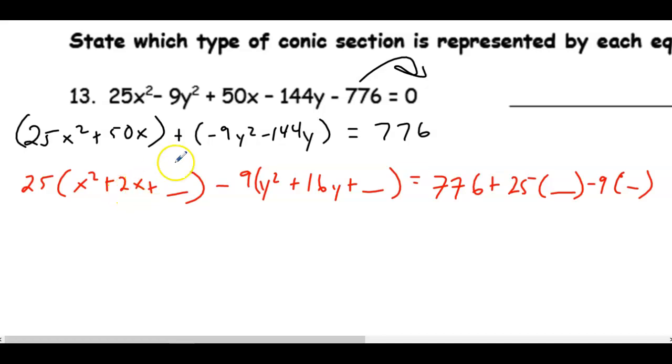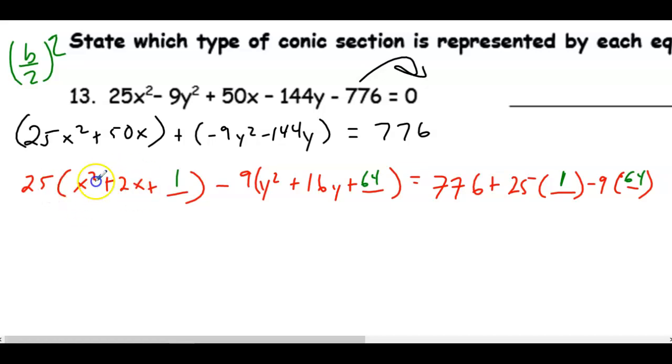Right here, remember, b divided by 2 squared. So b right here would be 2. So 2 divided by 2 would be 1, and 1 squared is 1. And right here, notice I put it over here too, right? So 25 times 1. And then right here, 16 divided by 2 is 8. 8 squared is 64. So I've got to put 64 right here too, right?